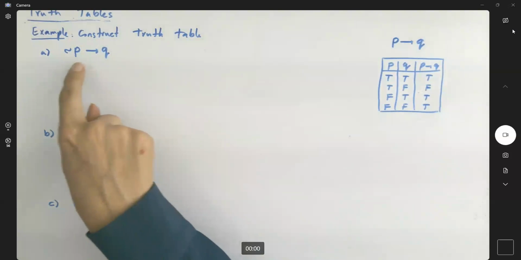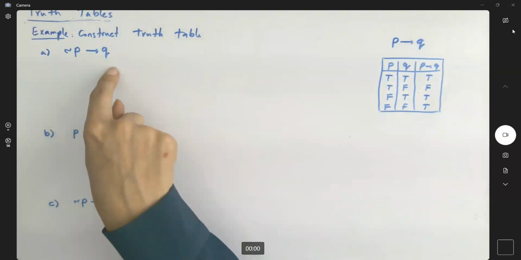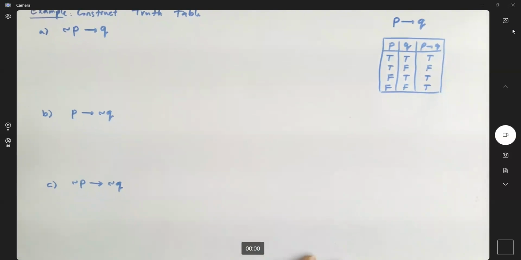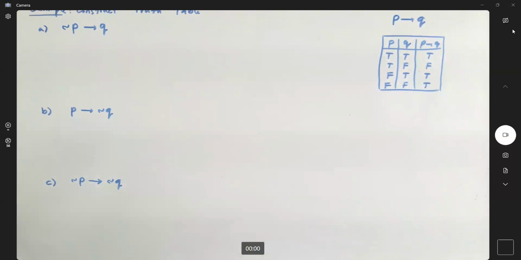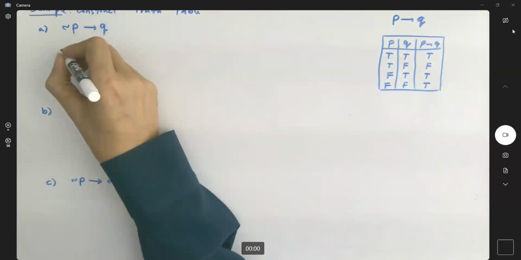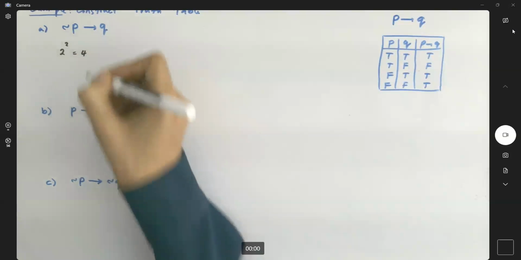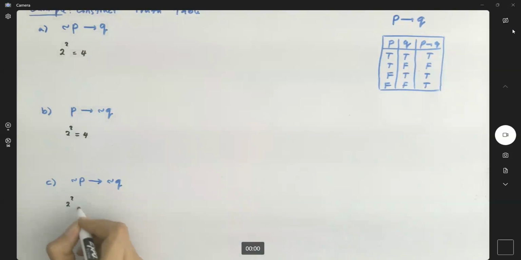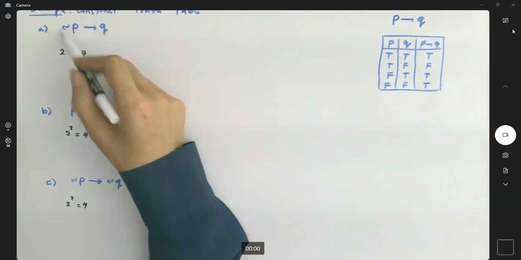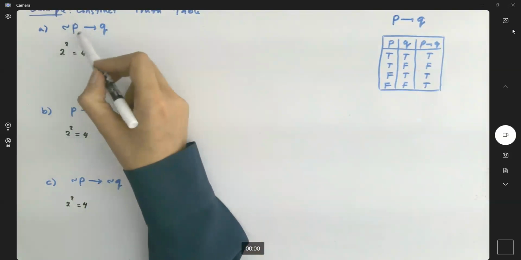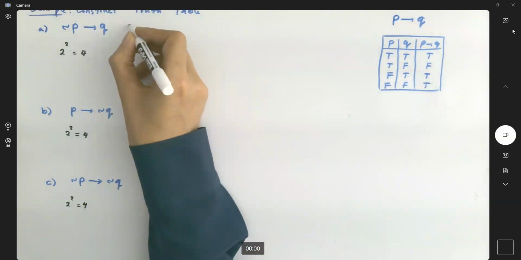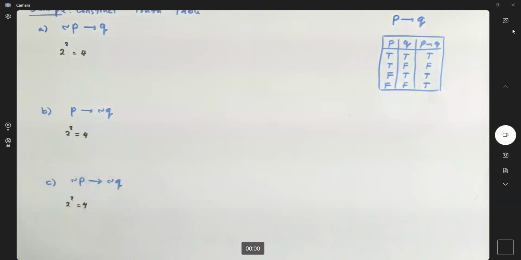In each scenario, we have two letters, two simple statements. It means that we get 4 combinations, right? 2 to the second, 4. Let us begin. Not P, then Q. It means that we need to have the negation of P. Okay, let's take a look at our table.